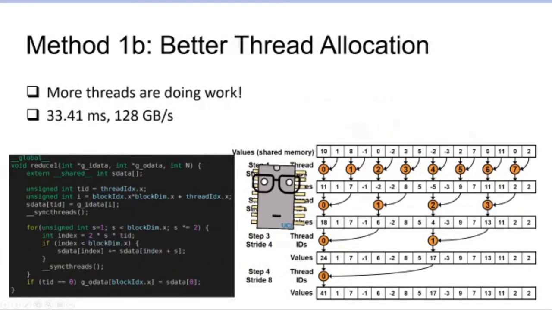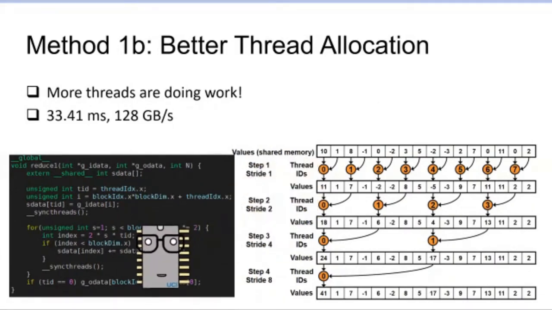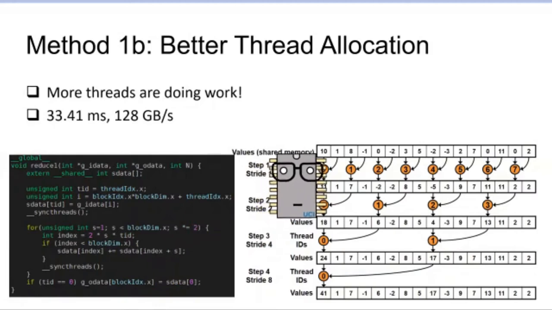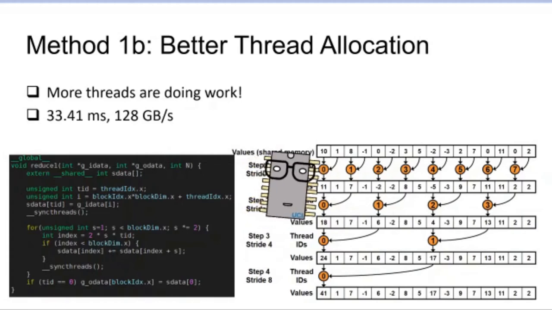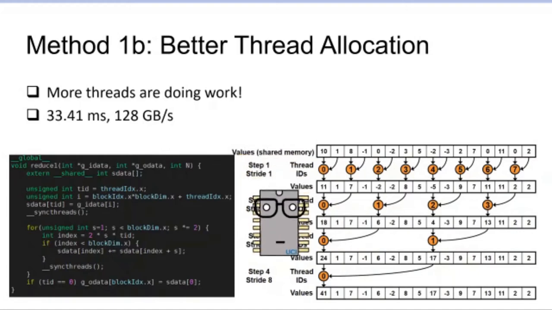We can improve this a little bit by changing the code just a little so that we can have better thread allocation. Instead of thread zero working and thread one not doing anything, and so on, we can assign threads in strides of two, starting from the very beginning, so that thread zero is doing something, thread one is doing something, thread two is doing something, everyone is doing something, at least in the very first stride. So that's good. There's at least less warp divergence. There's still going to be warp divergence when we get to the end of the reduction operations, but there will be less because there won't be as many holes.